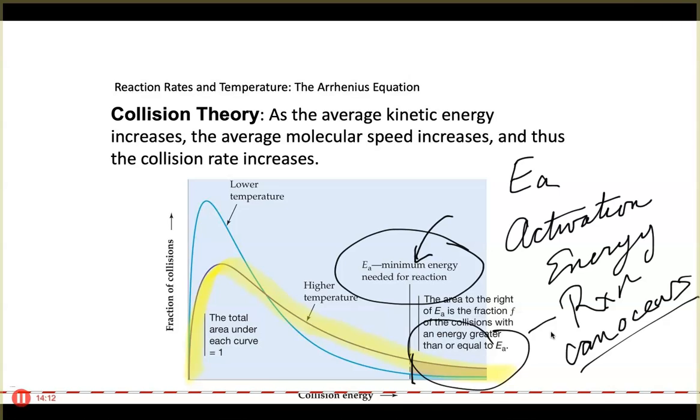All right, so let's keep moving forward. So we have this idea of activation energy. It's the minimum amount of energy needed for a chemical reaction to happen.